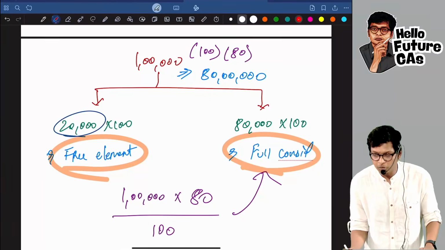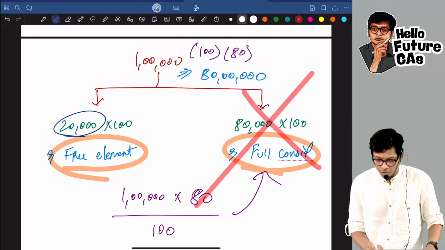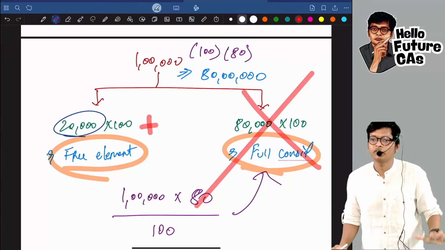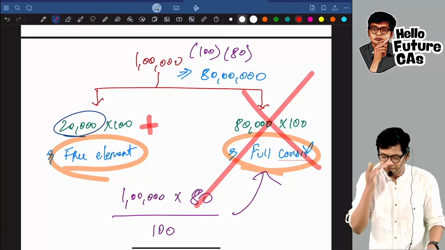What to do with the full consideration element? Ignore. Do not consider it in your computation. What to do with the free element? Add it where? In the denominator. That's it. Are you following? Are you all with me, guys? That's all you should do for options, guys, in whichever sum it comes.